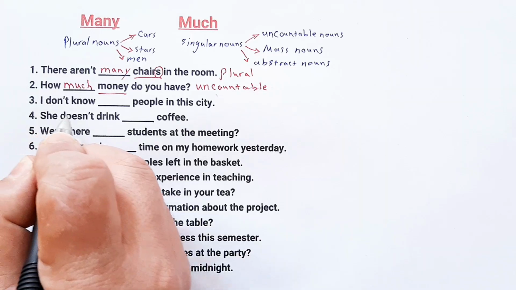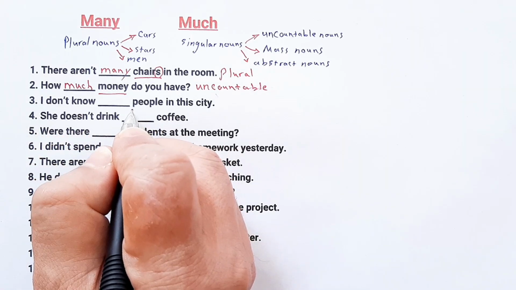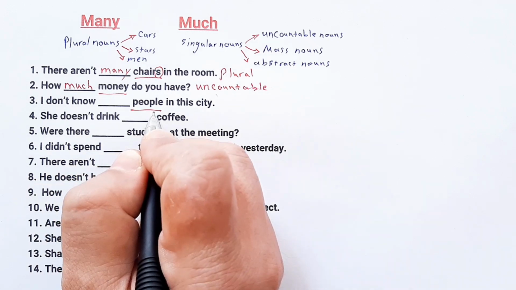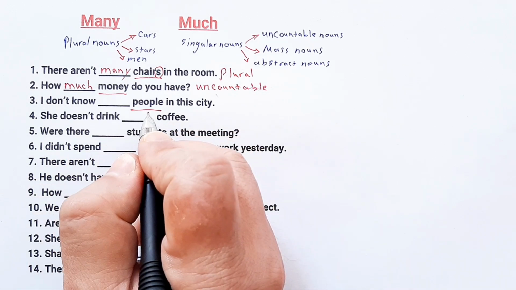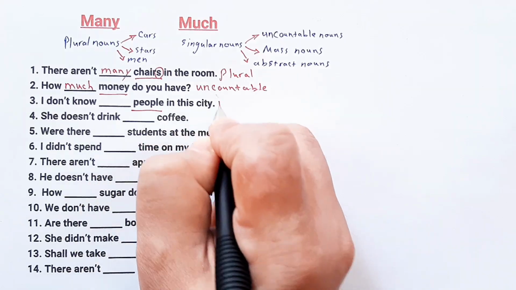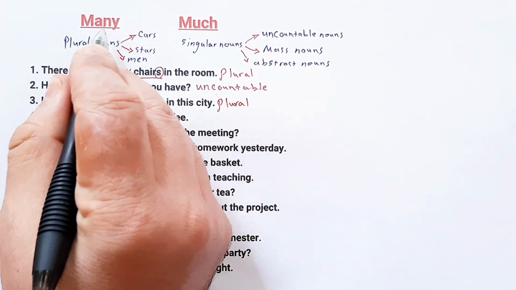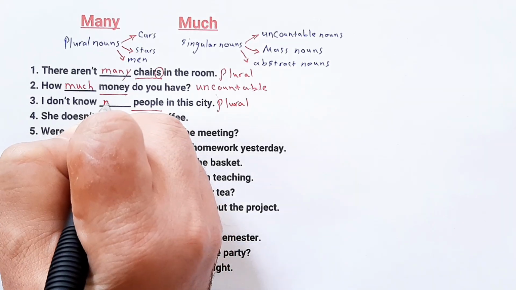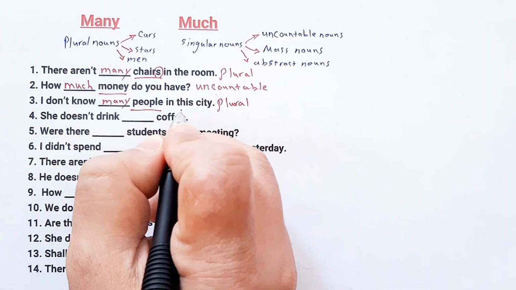Number 3, I don't know blank people in this city. Here the keyword is people, and we know that it refers to more than one person. So it is a plural noun. For them, we use many. I don't know many people in this city.